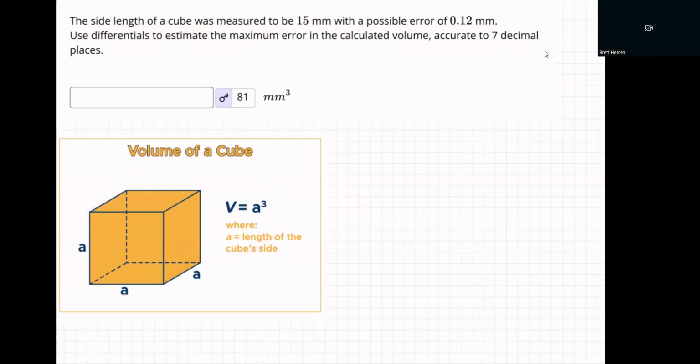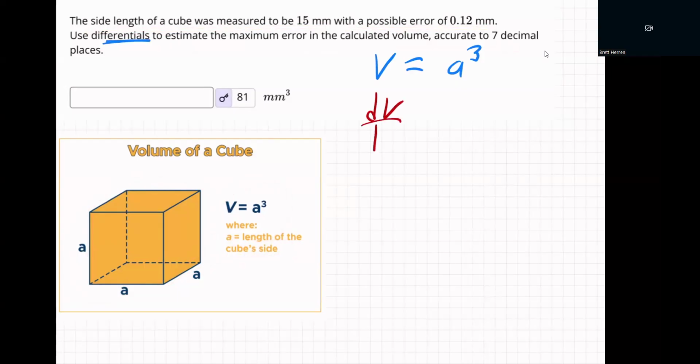The volume is a cubed, where a is the length of a side, right? A by a by a. So let's write that out. So the volume is a cube. Okay, and it says use differentials, so that means we take the derivative.